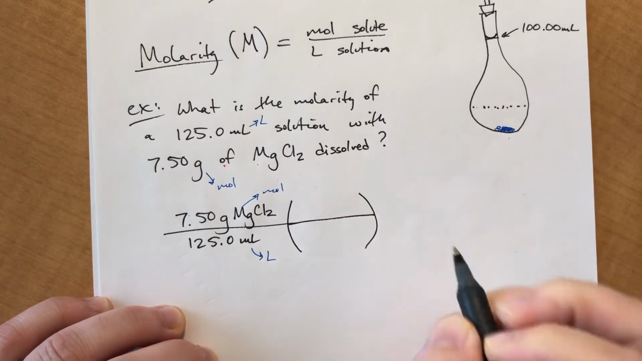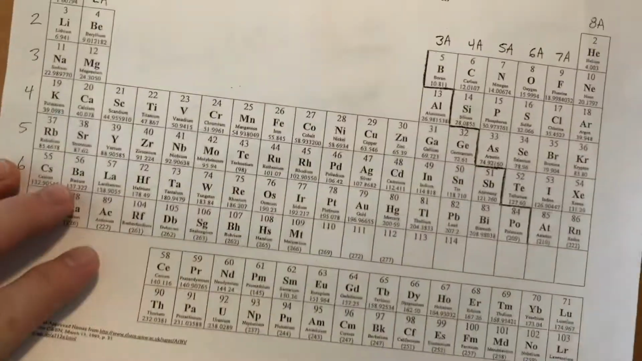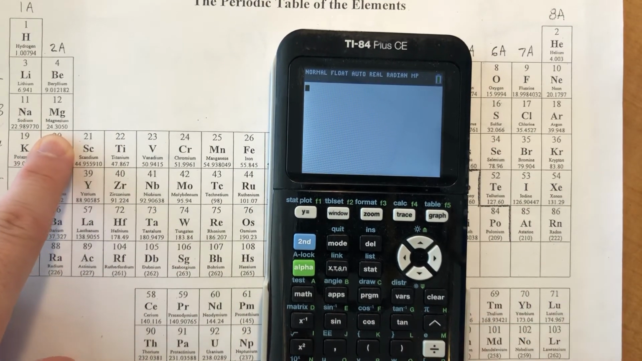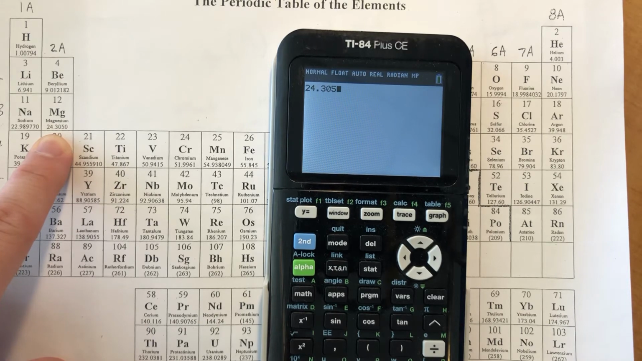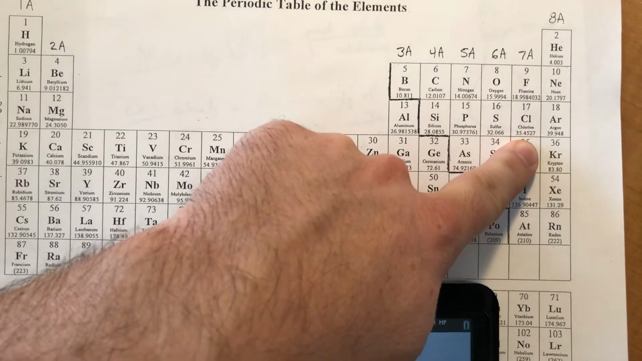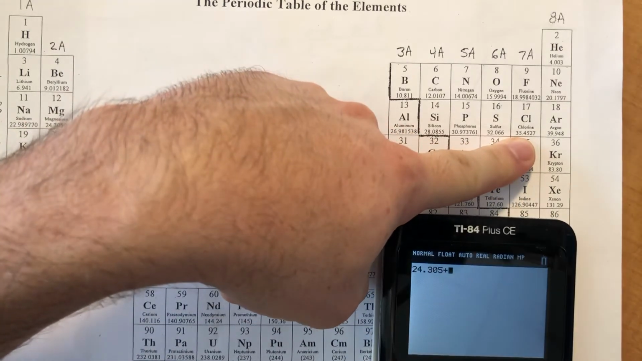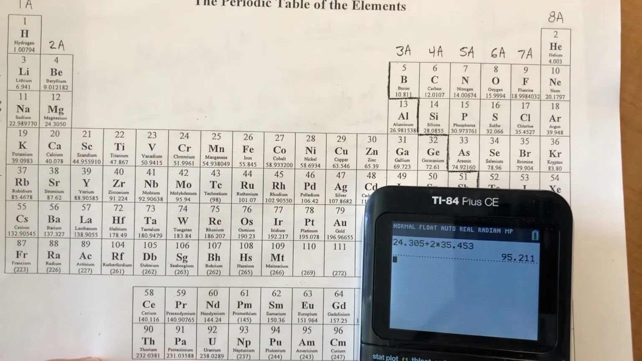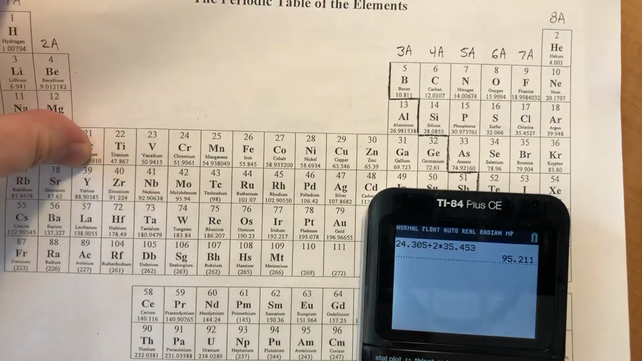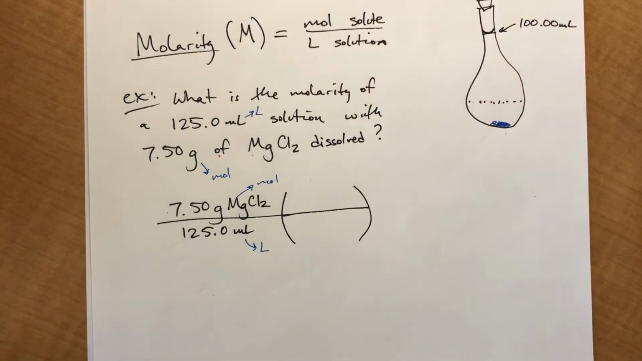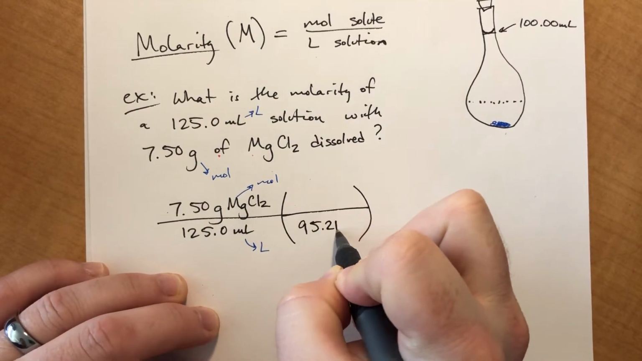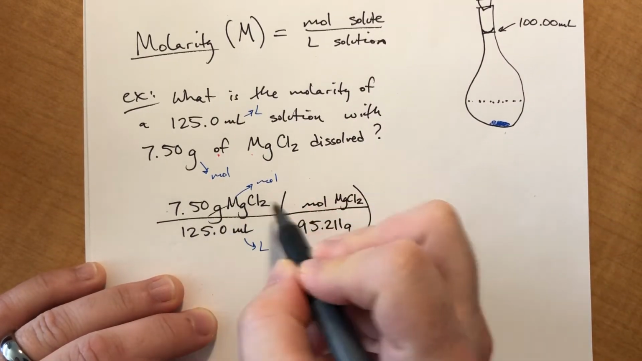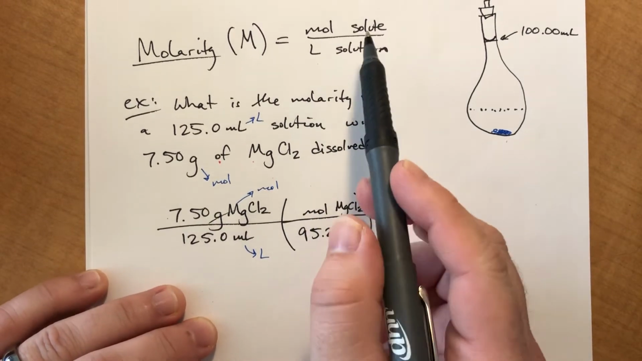So, first thing we do is we look up magnesium and chlorine. For the sake of sig figs, I'm gonna make sure I have at least 3 decimals here. So magnesium is 24.305 plus, MgCl2, so 2 times the mass of chlorine, 2 times 35.453. Okay. Comes out to 95.211 grams per mole of MgCl2.